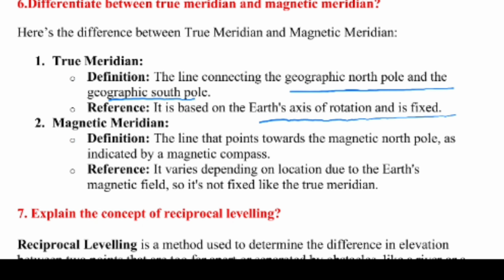And magnetic bearing is nothing but the line connecting the points towards the north pole, indicated by the magnetic compass. So based on the magnetic compass we can take the magnetic bearing. Here we depend upon the location due to the earth's magnetic field, and it is not fixed with the true meridian. Based on the location, they are going to consider it.